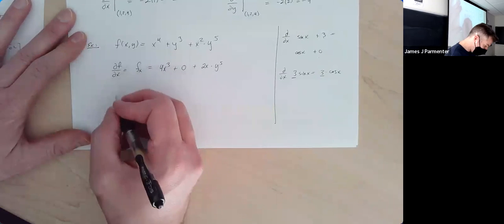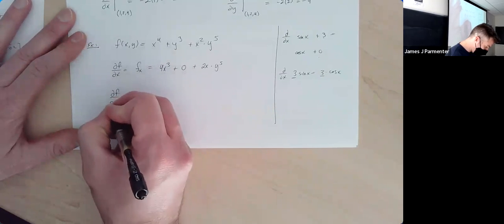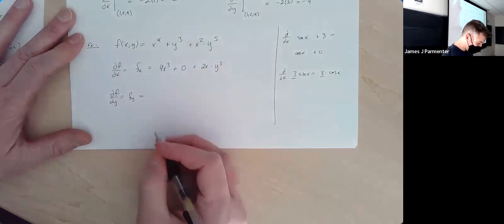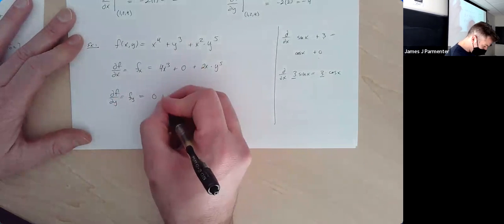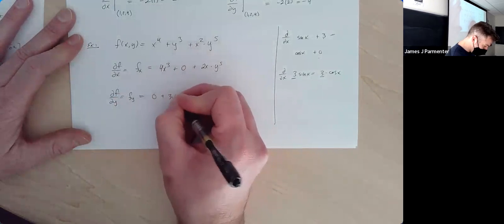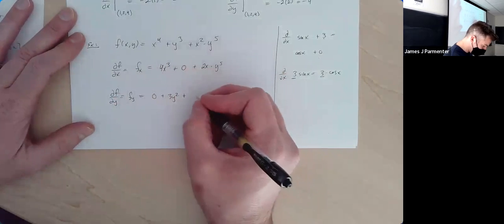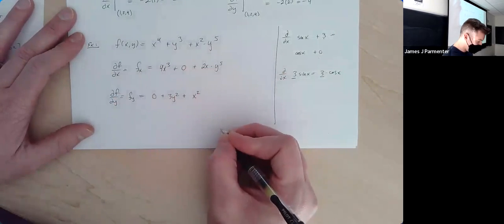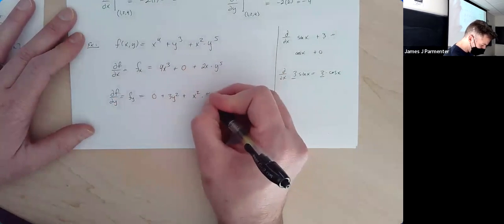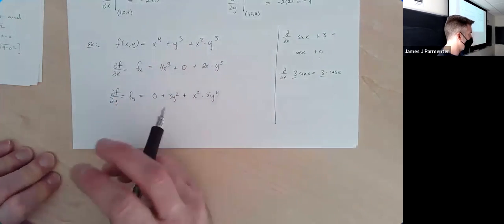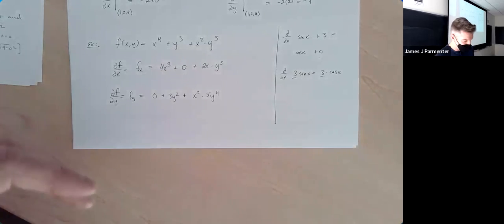And then to finish this off, if I want to find del f del y, which is fy, the derivative of x to the fourth is going to be 0. The derivative of y cubed is going to be 3y squared. And now in the x squared y to the fifth term, the x squared is acting like the constant that's going to hang out, and the derivative of y to the fifth is going to be 5y to the fourth. Obviously, there's a little bit of simplifying we could do here, but we don't need to, so I'm going to leave it at that.